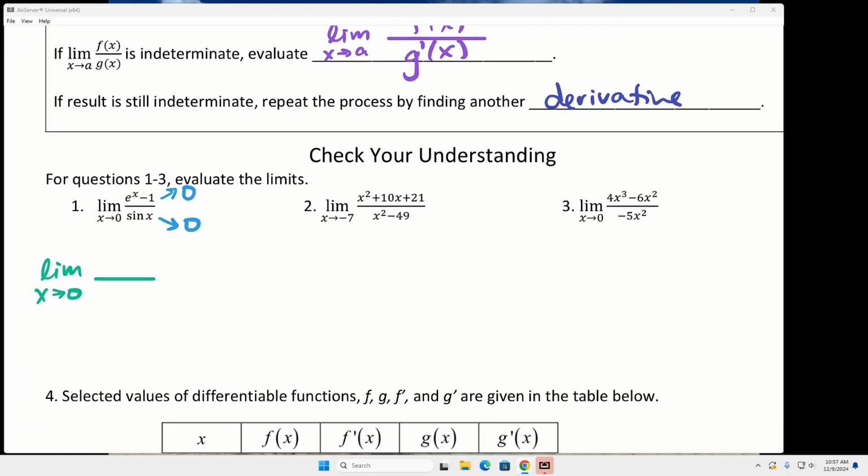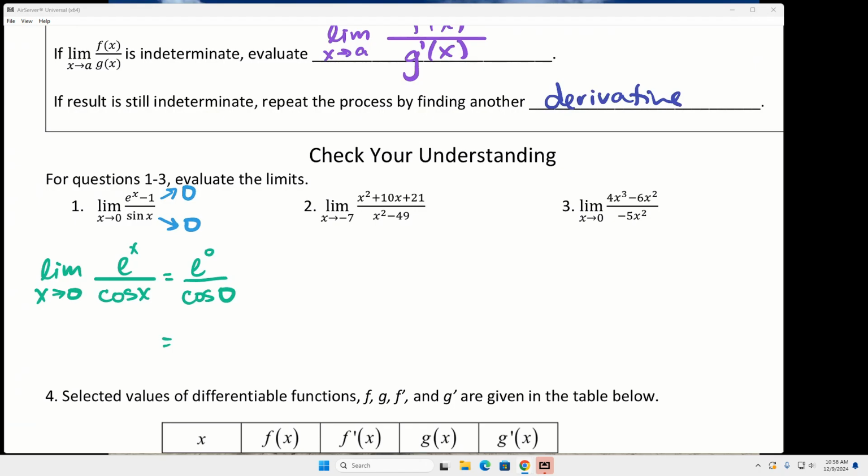All right, so what is the derivative of the numerator? Yes. What is the derivative of the denominator? Nice job. All right, so here we go again. We can plug in the 0 for each x.